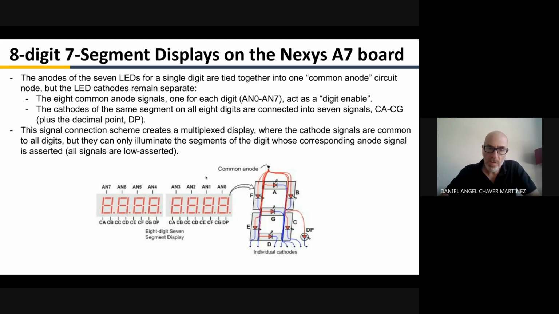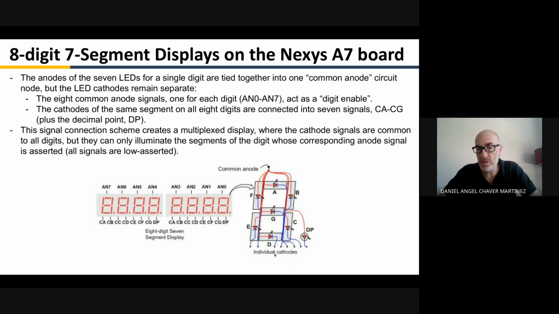So each of these 8 signals controls individually each of the 8 digits that we have on the board. So if, for example, I write 1 1 1 1 0 0 0 0, these 4 digits will be on, these 4 digits will be off. That's for the common anode signal.